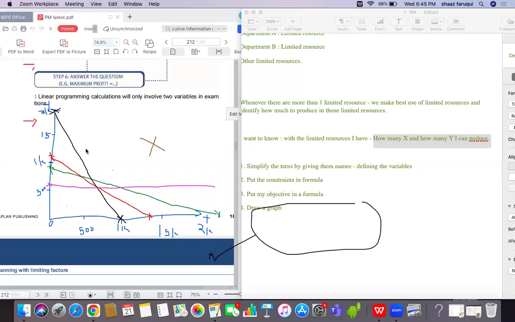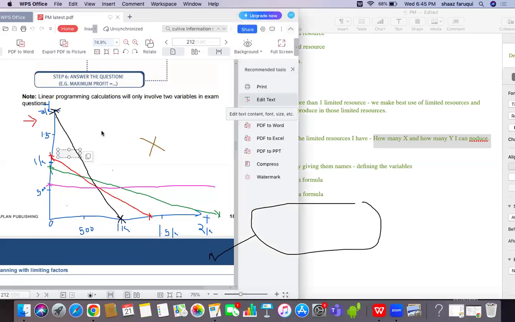Can my answer be over here? Look at the second X. Can the answer be over there? I want somebody else to say. Not Kshitij. No, because it's crossing my constraints. So my answer has to be within the boundaries that I have set.